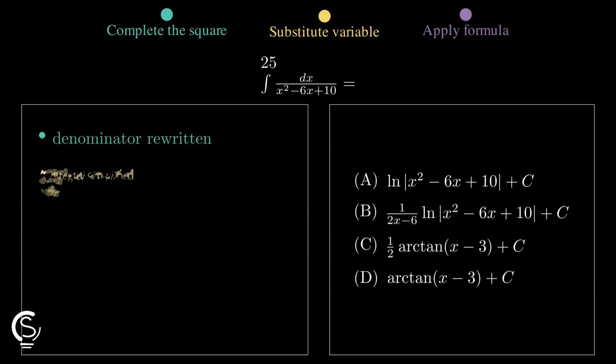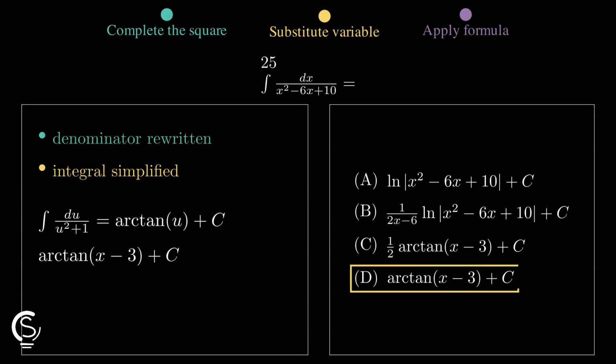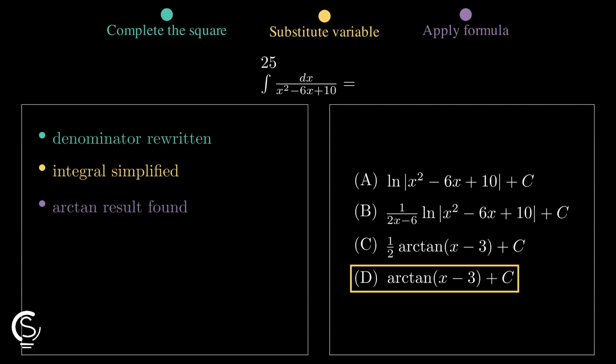Finally, we recognize this as the derivative of the arctangent function. Substituting back, we get arctan of (x minus 3) plus the constant C. That makes option D correct.